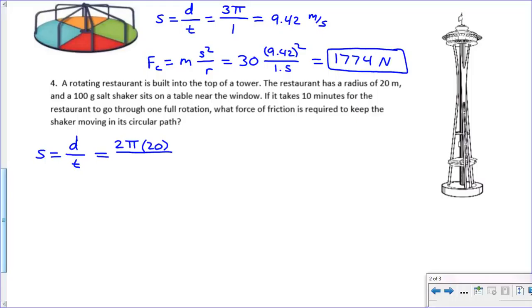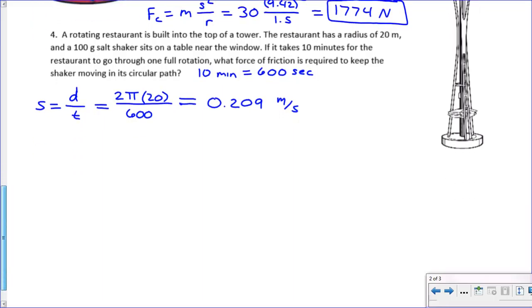Now, you have to keep in mind that 10 minutes is the time, but we need the time in seconds, so we have to convert that to seconds. There are 60 seconds in a minute, so in 10 minutes there are 600 seconds. So we put 600 down here for the time, and we multiply that out. And what we get here then is 0.209 meters per second for the speed.